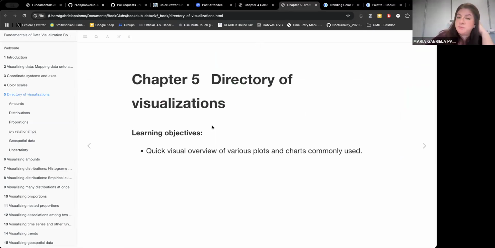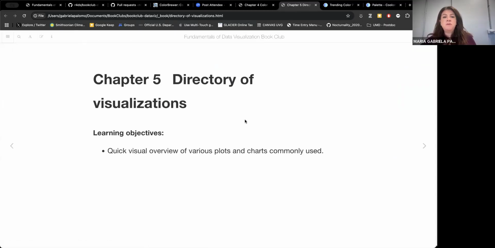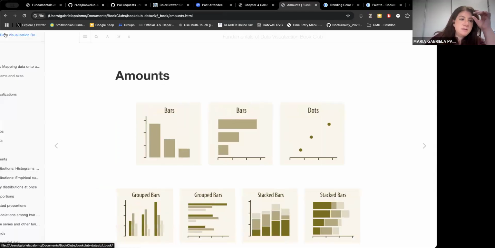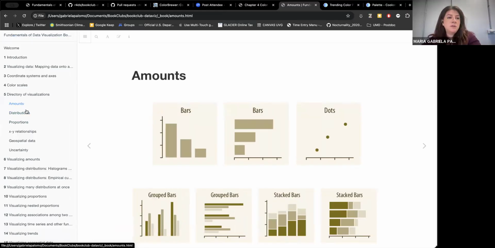Okay, so now let's move to chapter 5. This chapter is the fastest one of all, and it's a directory of visualizations. Essentially, what we're going to do here is have a quick visual overview of several plots that are commonly used. It's divided by these categories: amounts, distributions, proportions, XY relationships, geospatial data, and uncertainty.